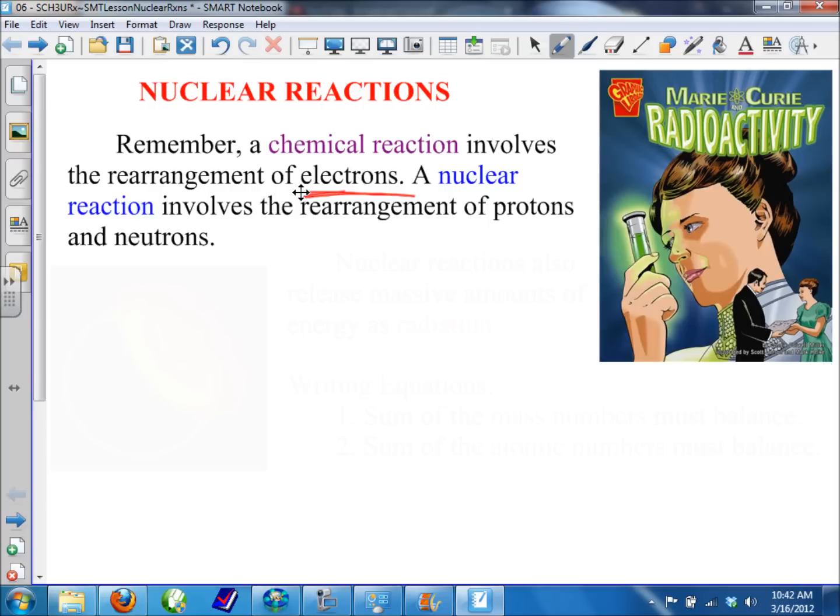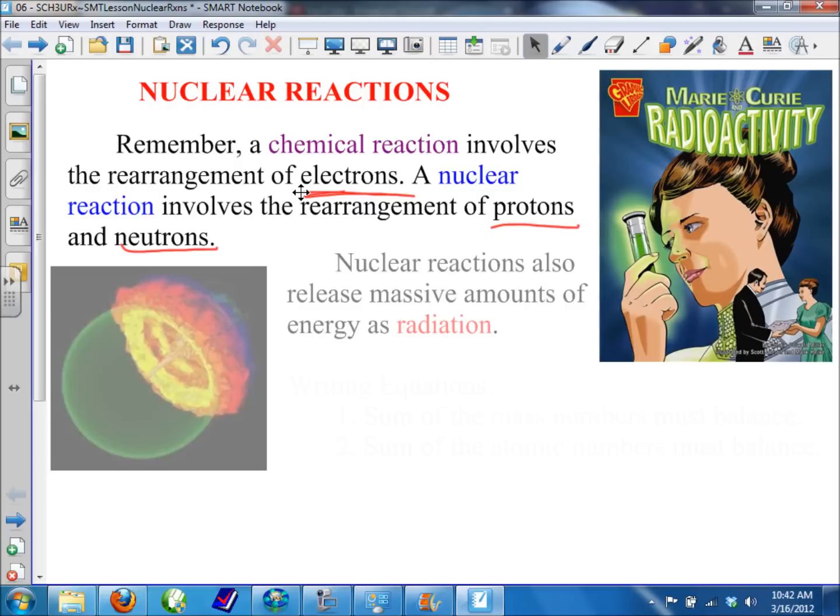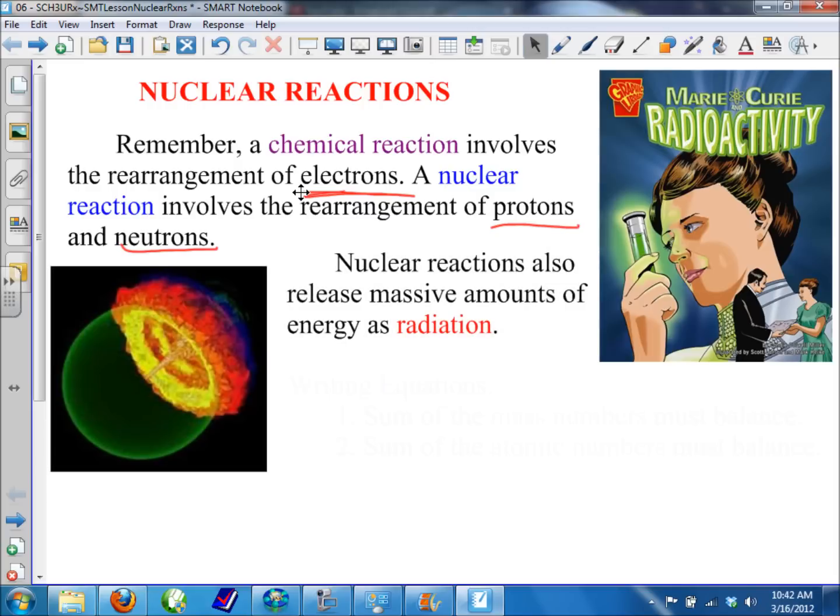What makes nuclear reactions different is we're not looking at the electron rearrangement, but we're looking at the rearrangement of protons and neutrons. And it's that rearrangement that causes new products to be formed. Now, nuclear reactions, when they occur, release a massive amount of energy. We know this energy to be known as radiation.